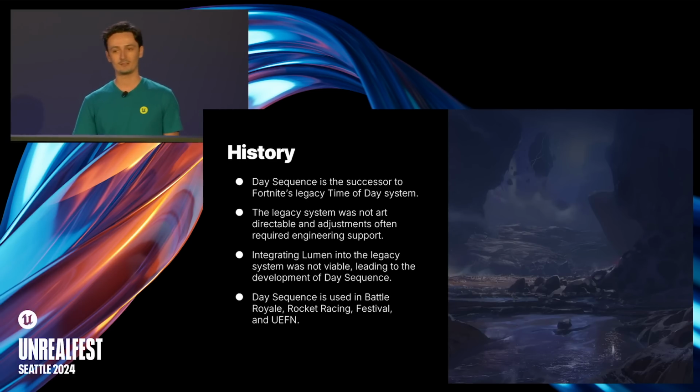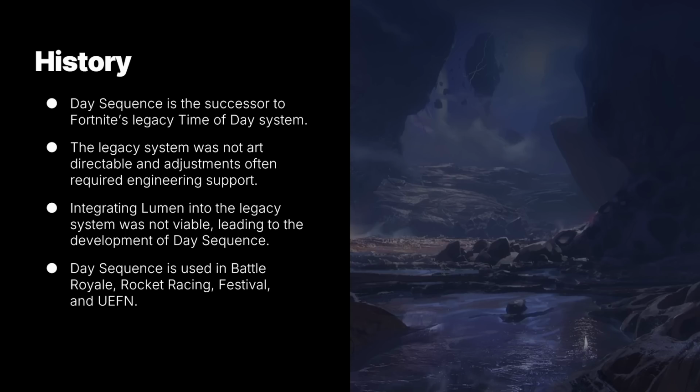So day sequence is effectively the successor to Fortnite's legacy time of day system. The legacy system, an unnamed system, effectively does the same thing as day sequence, but in a bit of a different way. It had some problems with it. The problem with the legacy system in Fortnite is that it really lacked any ability to be art directed, and so anytime we wanted to make changes to how things looked, or make changes on a per platform basis, there was a really big workflow problem.